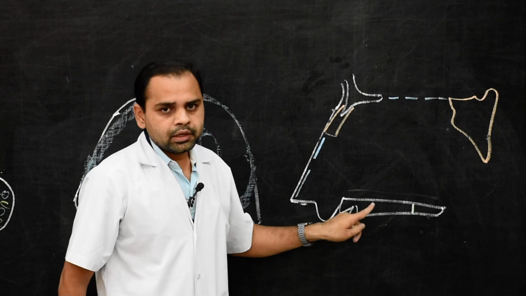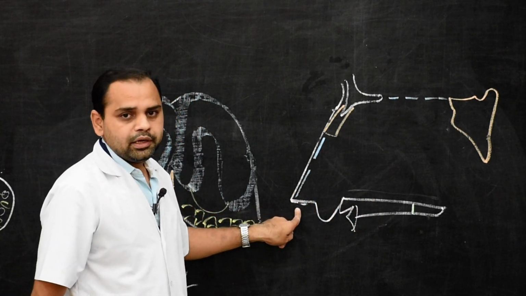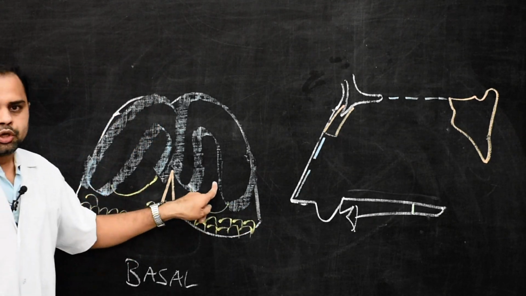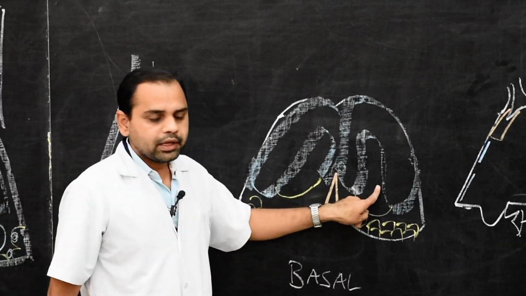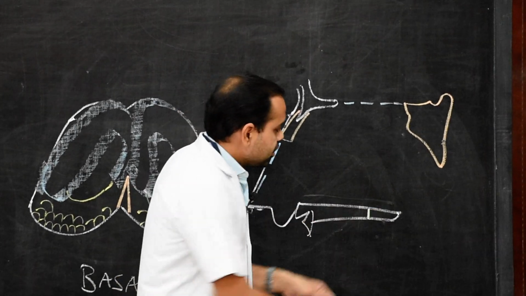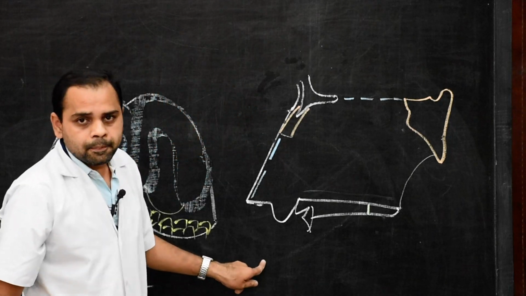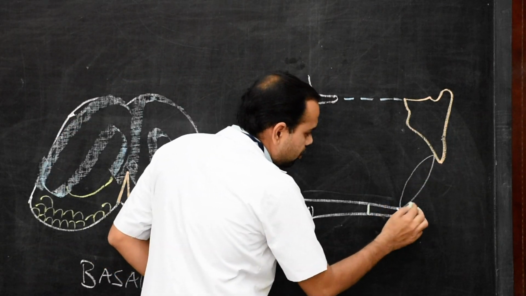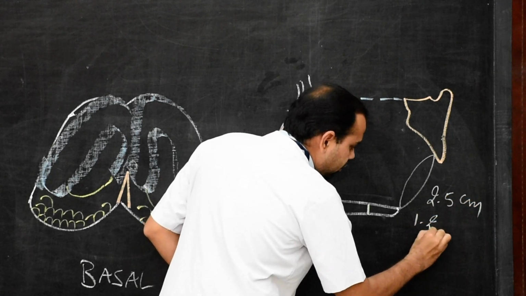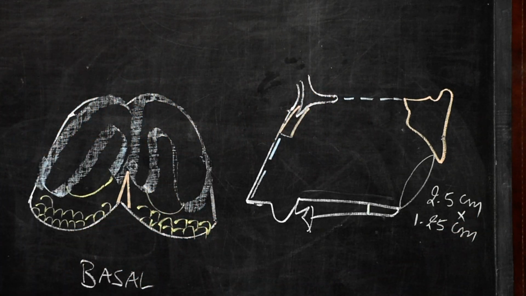Now this nasal cavity communicates anteriorly with the exterior through the pyriform apertures, known as the nostrils or anterior nares. The nasal cavity communicates posteriorly by the broad posterior nasal apertures. These are known as the choanae, and the average dimensions of the choana are about 2.5 centimeters in height and 1.25 centimeters in width. So that is about the posterior nasal aperture.